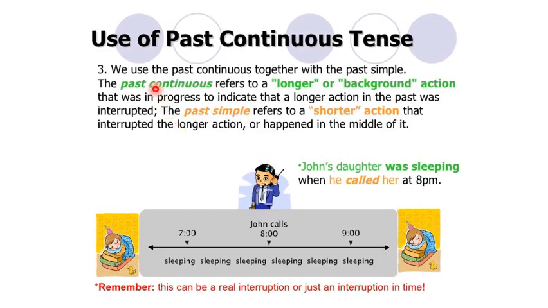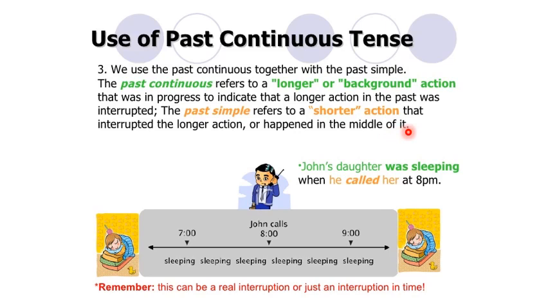We use past continuous together with the past simple. The past continuous refers to a longer or background action that was in progress, to indicate that a longer action in the past was interrupted. The past simple refers to a shorter action that interrupted the longer action or happened in the middle of it.